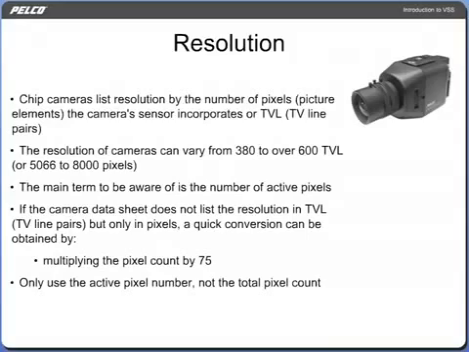The main term to be aware of when comparing the resolution of one camera with another is the number of active pixels. If the camera datasheet does not list the resolution in TVL, TV line pairs, but only in pixels, a quick conversion can be obtained by multiplying the pixel count by 75%. This gives you the TVL resolution of the camera. Remember, only use the active pixel number, not the total pixel count.